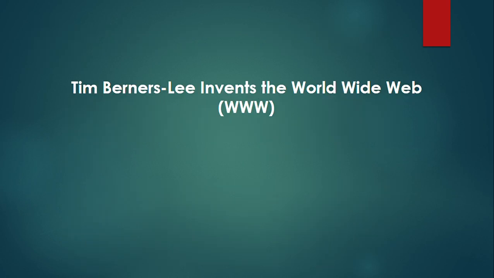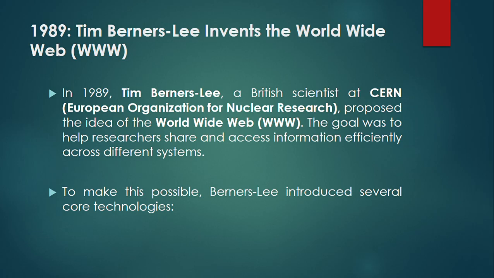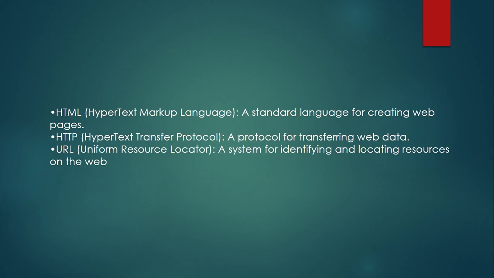Next is Tim Berners-Lee inventing the World Wide Web, which we know today as the WWW. In 1989, Tim Berners-Lee, a British scientist at CERN, the European Organization for Nuclear Research, proposed the idea of the World Wide Web. The goal was to help researchers share and access information efficiently across different systems. To make this possible, Berners-Lee introduced several core technologies. Here are HTML, HTTP, and URL.